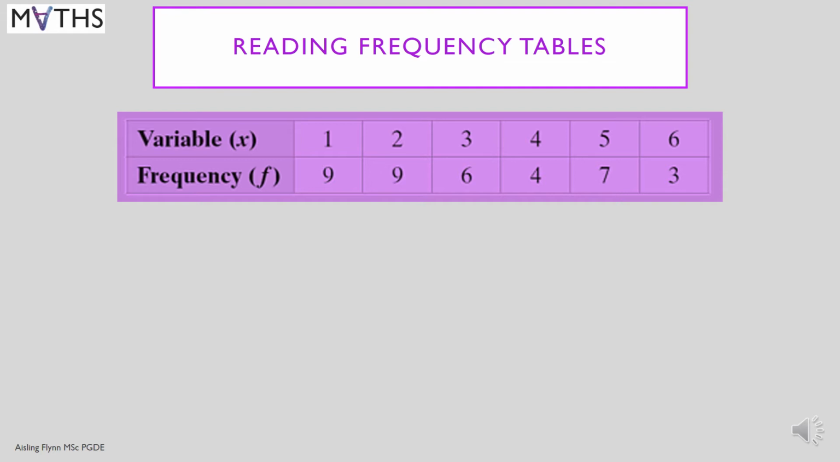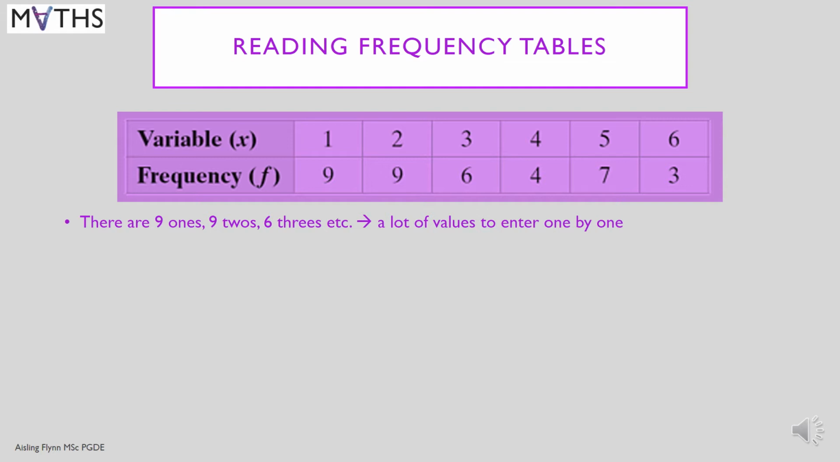Here we see on the top of the table we have a variable x, so they are our pieces of data, the answers to the questions, and underneath we have frequency f. Now frequency means how often did that piece of data occur. So for example, there are 9 ones, 9 twos, 6 threes, etc.